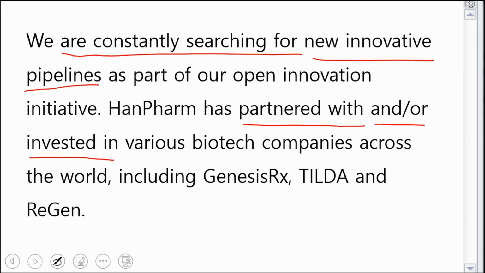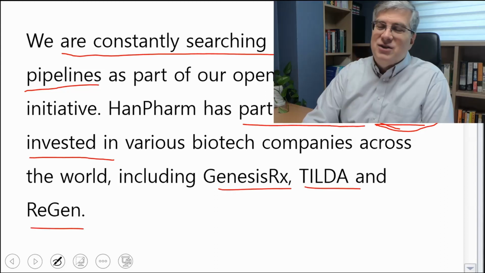And you could handle that situation with and or, okay? And that's a good way to do it. We've either partnered with them and invested them, or we've just invested in, right? So either A or B, or A and B, okay? In various biotech companies across the world, including Genesis RX, Tilda, and Regen. I just made up these names.